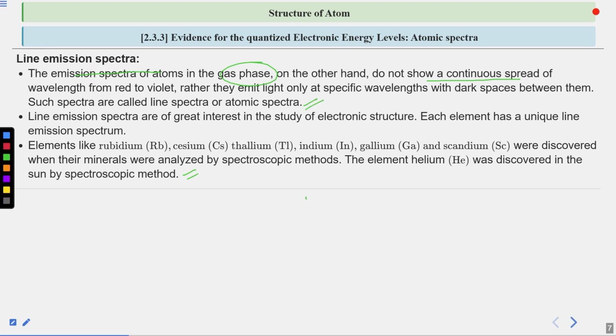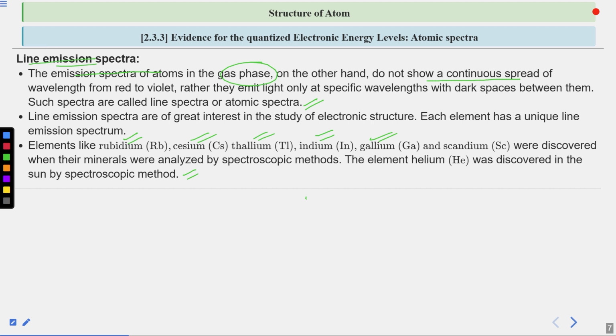Got it? Now the interesting part is that some of the elements were discovered using this spectroscopic method. So it was seen by the researchers that these three materials are giving a spectra that is not registered in their book. So they must have had a set of atomic spectra for different elements. So while discovering these elements, they got a new type of spectra and they named them as different elements. Okay, so this is just for your knowledge. So this is about the line emission spectra.